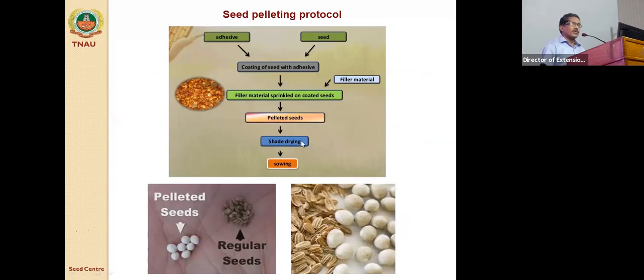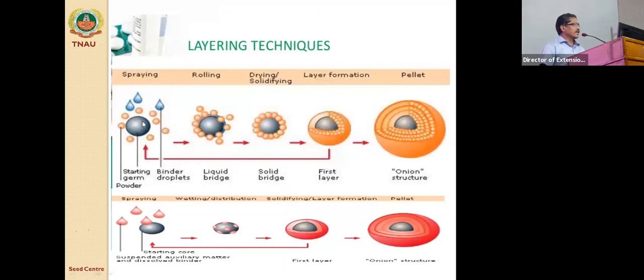After pelleting, we have to dry the seeds in shade. That is very, very important. Then we can keep them for sowing. These are all pelleted carrot seeds. Carrot seeds, which are irregular in shape and size, are made into uniformly sized pellets. This is the accretion method I told you about.